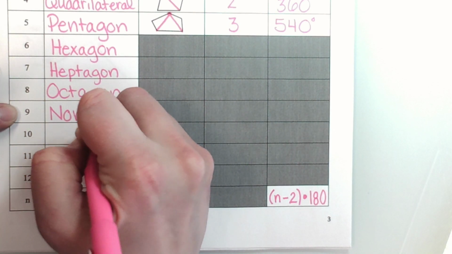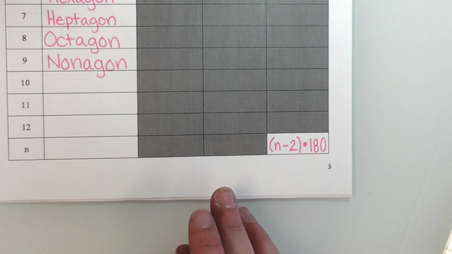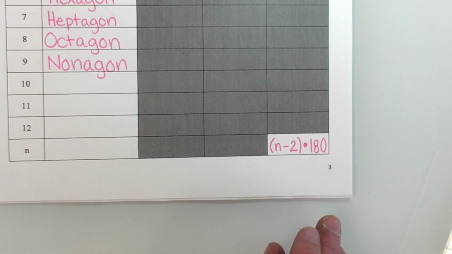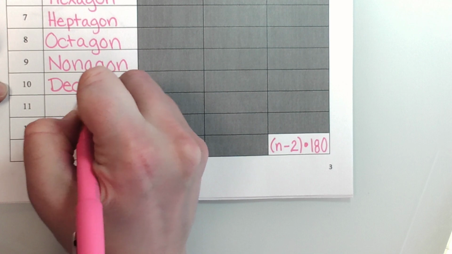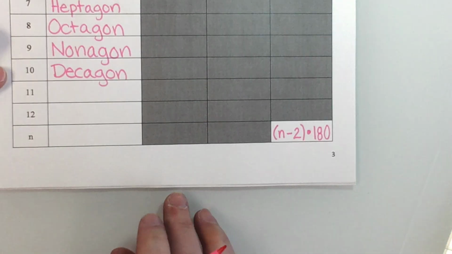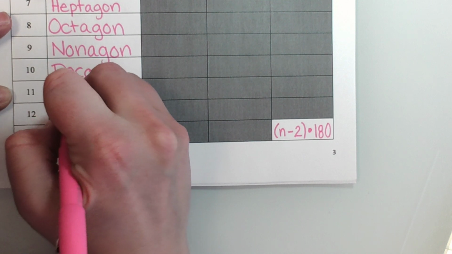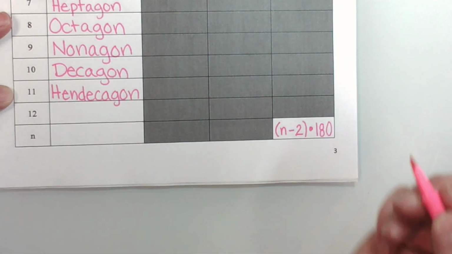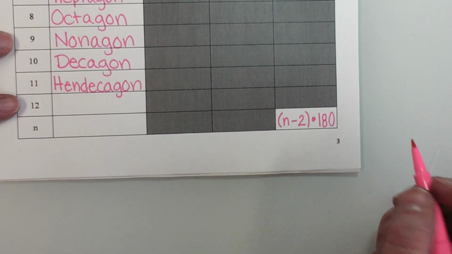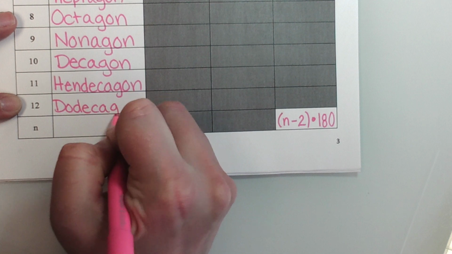Nonagon. These are actual real things. Yes, these are actual things. 10-sided? Decagon. 11-sided is a hendecagon. And 12-sided is a dodecagon. I knew it was something like that.